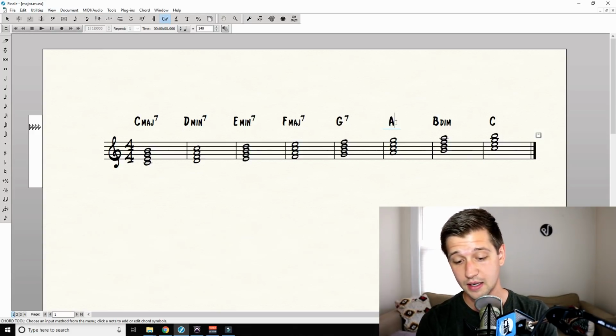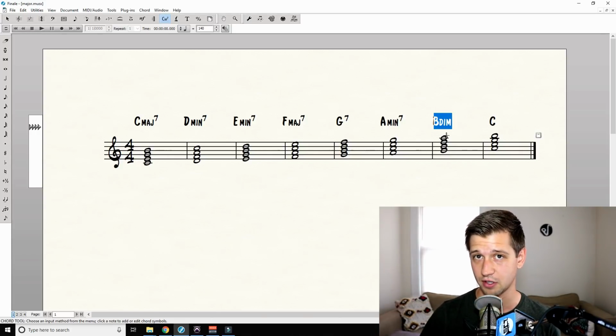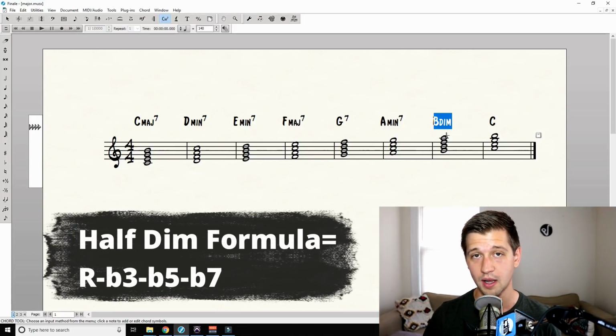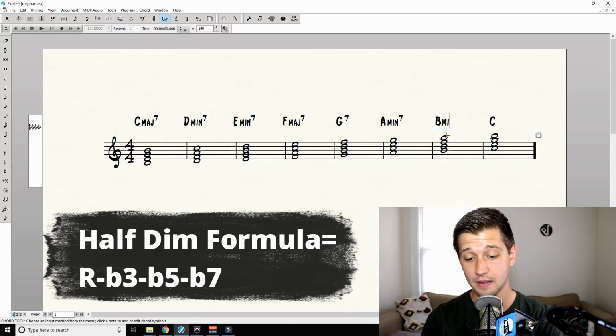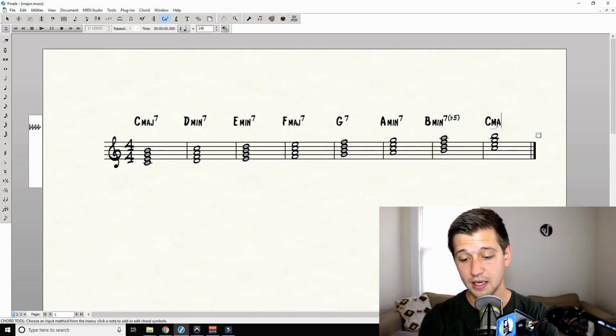Okay, another minor seventh chord here. Now this one is also going to be different. It's not going to be diminished because the seventh, the A natural on top of the chord here, is not a double flat 7, which is what would make a diminished seventh chord. It's just a flat 7. So this is what we call a half diminished chord, or commonly labeled as a minor 7 flat 5 chord. So we have a B minor 7 flat 5. Okay, and then of course we're back at C, which is going to be C major 7.